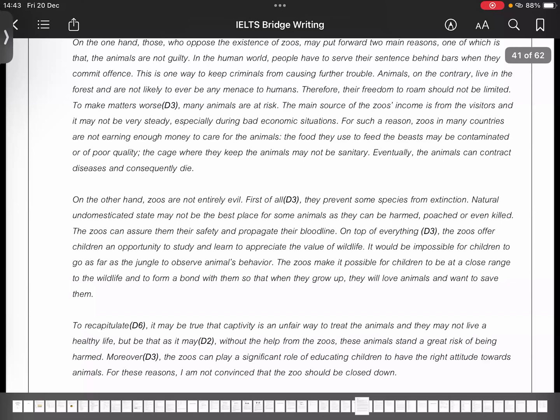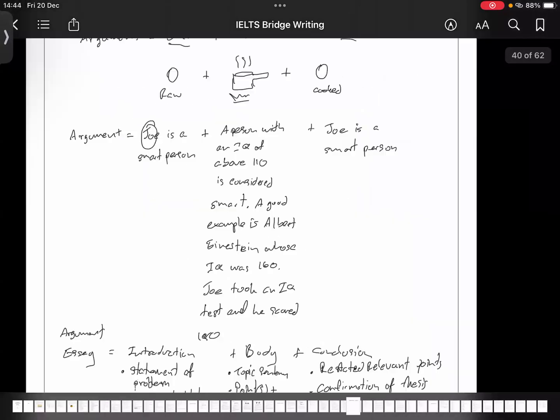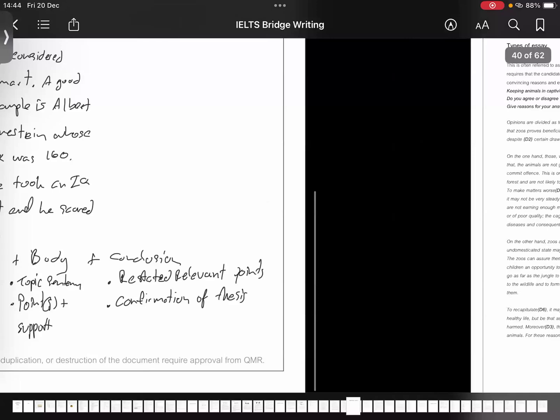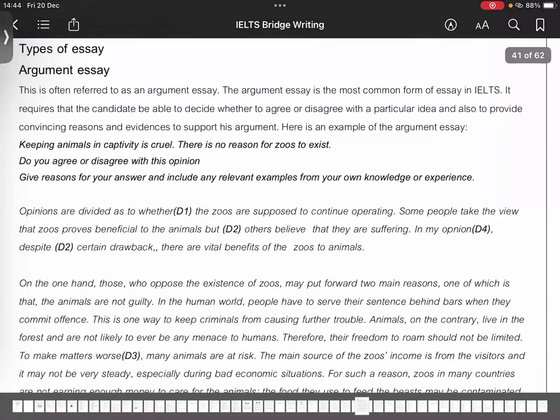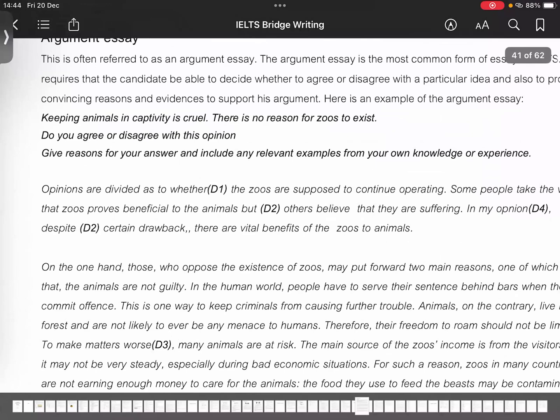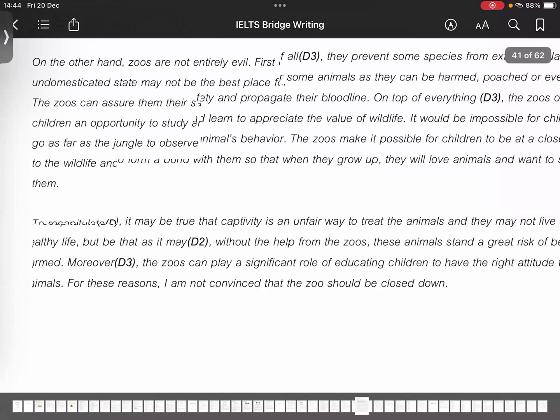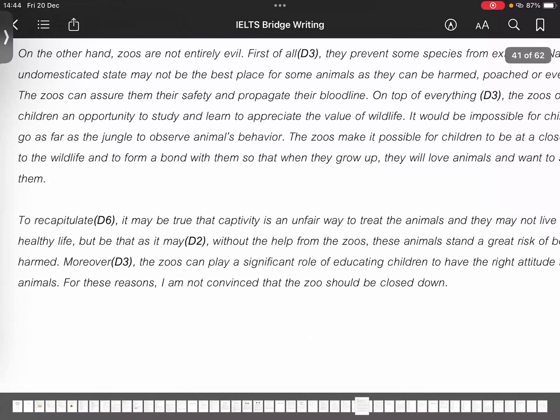Okay, right. Moreover, the zoos play a significant role of educating children to have the right attitude towards animals. Okay, so after you have restated all the relevant points, the last thing you have to do is what? Confirm the thesis. So let's take a look again at the thesis statement. It says, despite certain drawbacks, there are vital benefits of the zoos to animals. So by confirming the thesis, you have to write a sentence that says the exact same thing.